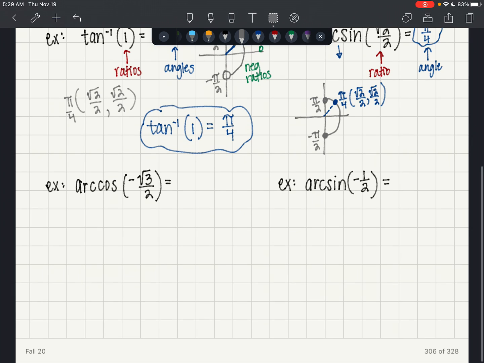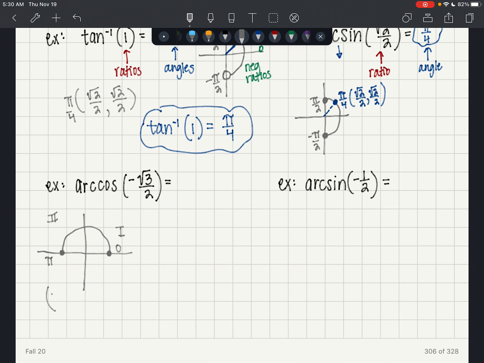Okay, let's look at arc cosine of negative square root of 3 over 2. I'm going to start by drawing my partial unit circle for arc cosine. That's a half circle that starts at 0, and it goes around to pi. And we're looking for a negative ratio. Well, cosine gives me positive ratios in quadrant 1 and negative ratios in quadrant 2. So we're looking at quadrant 2 where we'll get those negative ratios.